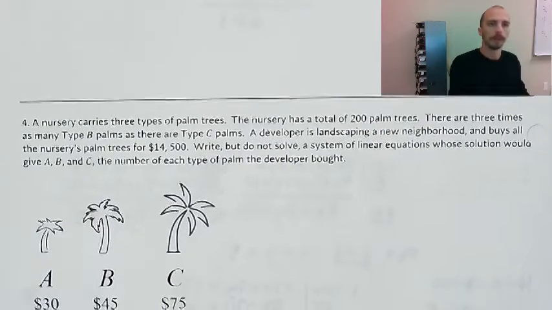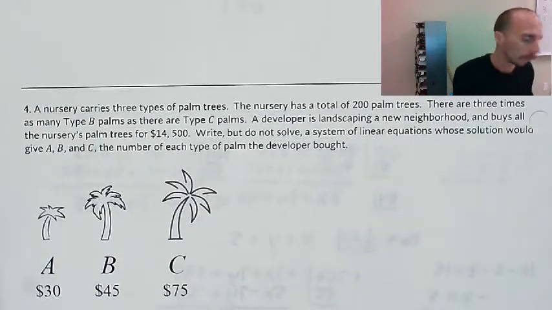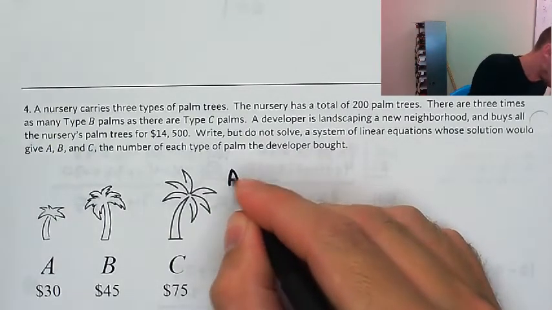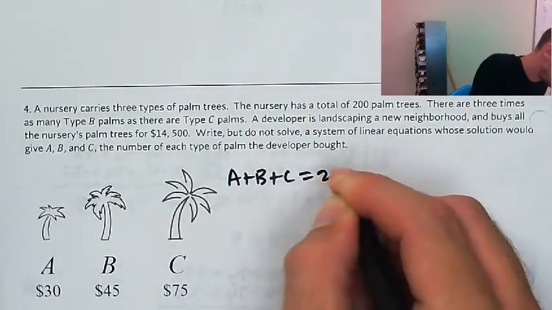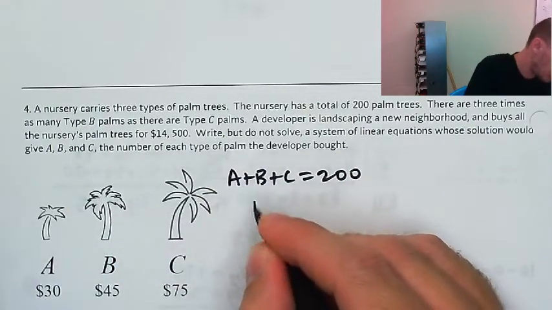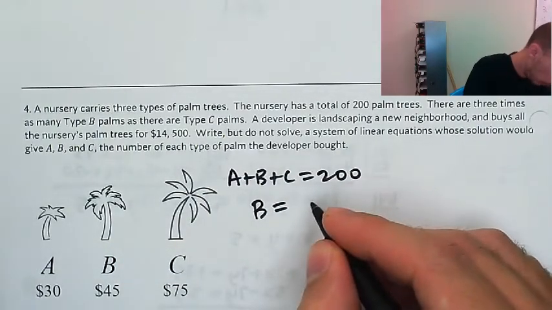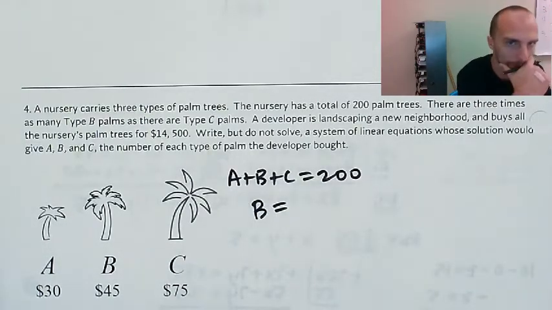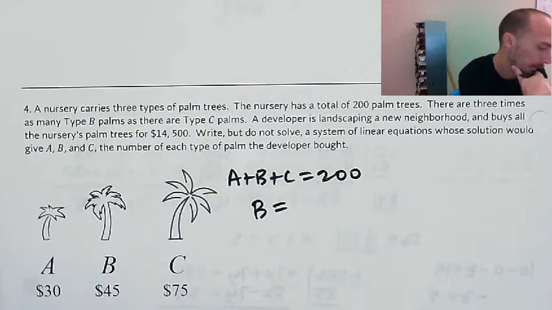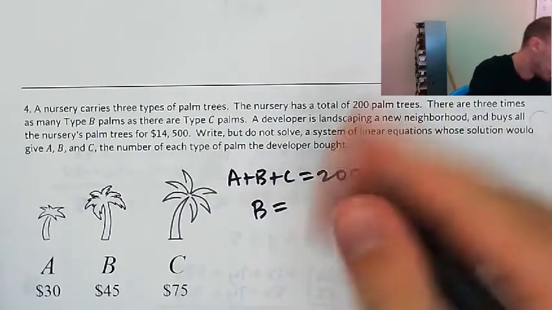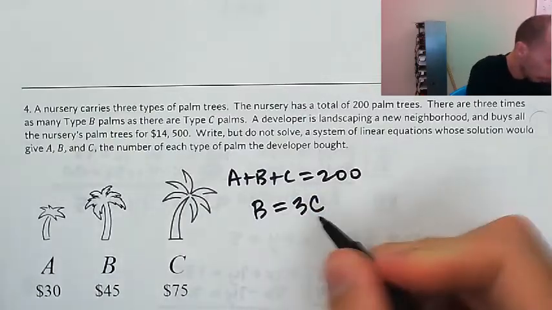All right, number 4. This is one where we're going to set it up and not solve it. Okay, so there's type A trees, type B trees, and type C trees, and we want to know how many of each there are at the nursery. So if there's a total of 200, then A plus B plus C is going to equal 200. Okay, there are 3 times as many of type B as there are type C. So it's either going to be B equals 3C, or it's going to be 3B equals C. And so you got to think, which one has more? Well, if there's 3 times as many type B, there's more type B. So B is going to be C multiplied by 3, because that would be, well, more than C.